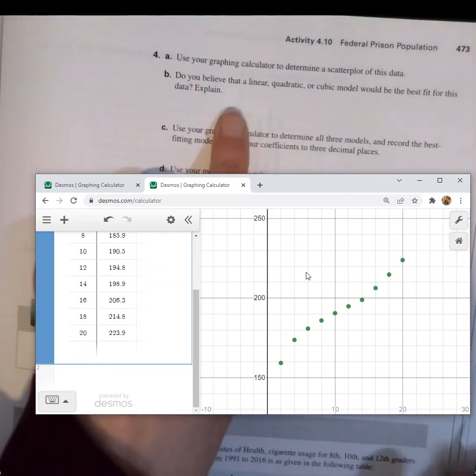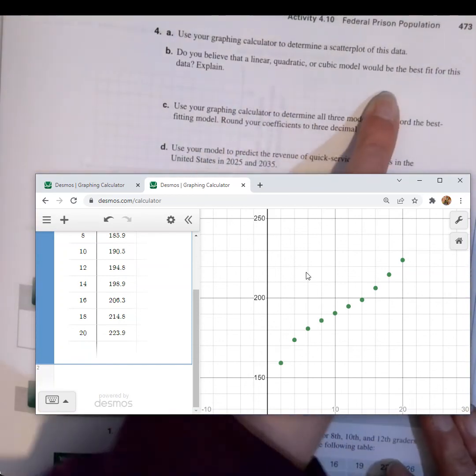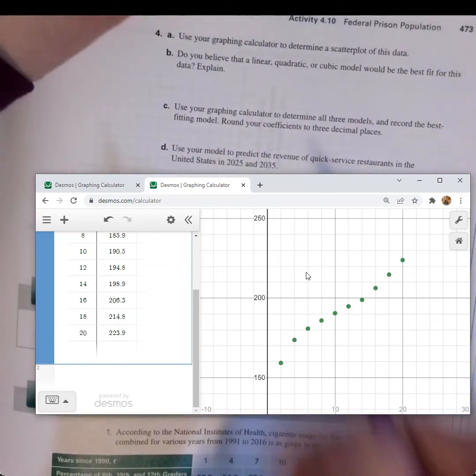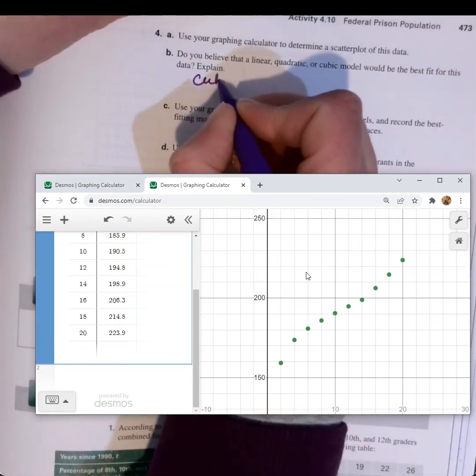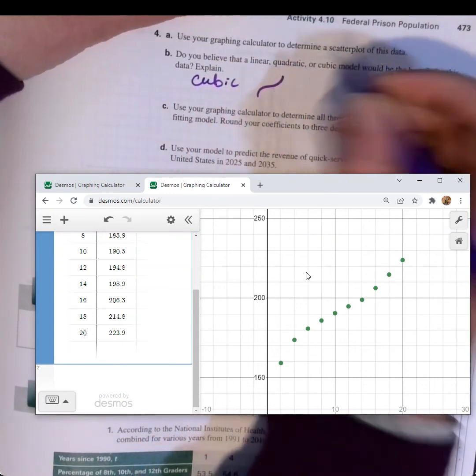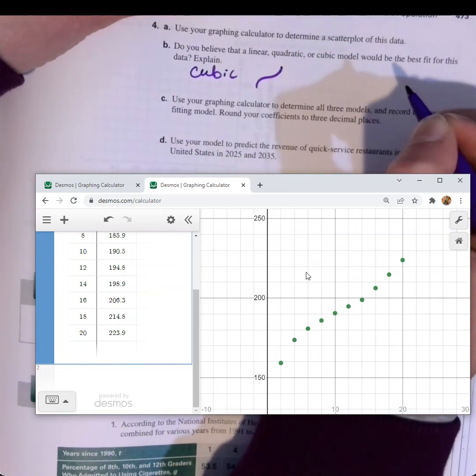Do we believe that linear, quadratic, or cubic would best fit the data? They haven't asked me to do the regressions yet, but I think cubic. And I think cubic because I see that wiggle, that swish shape. That cubic shape will best fit the data.